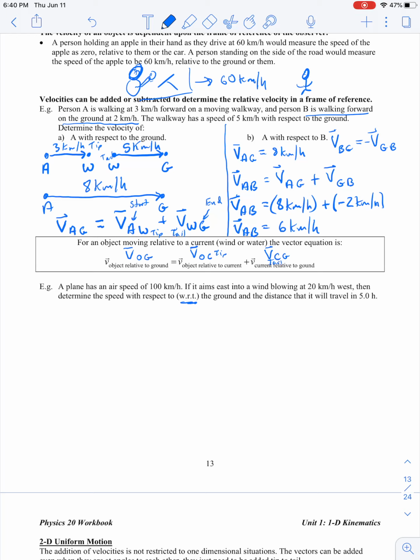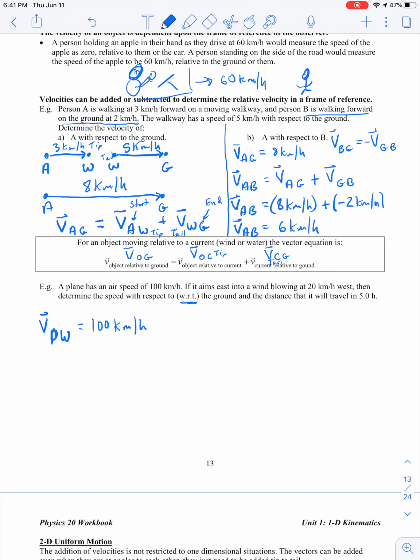So we've got an airspeed, so this is the plane speed relative to the air, or the wind, and that's traveling at 100 kilometers per hour. Planes actually have a system in them that allows them to know their true speed in absence of the actual wind.